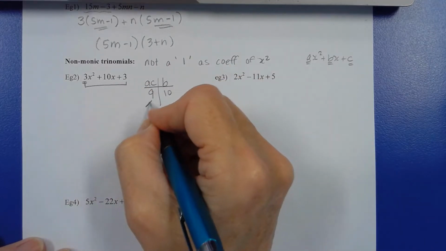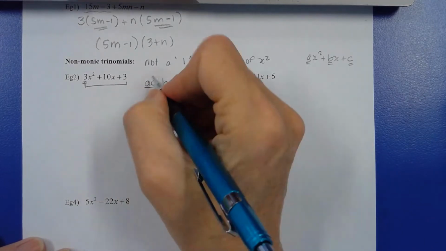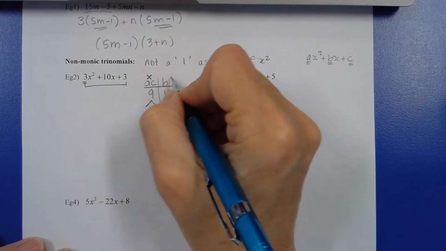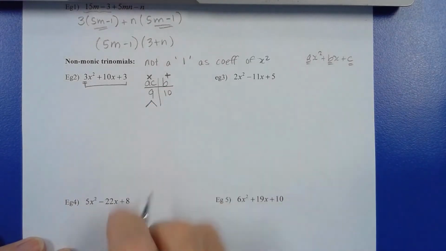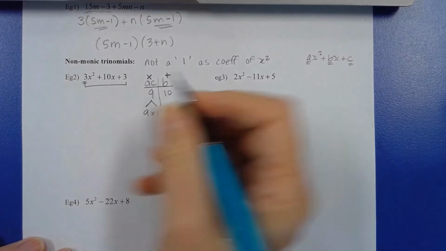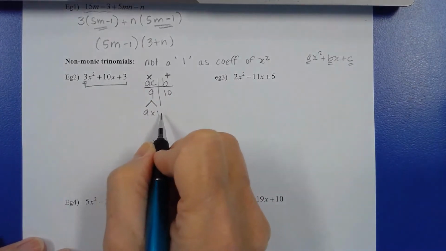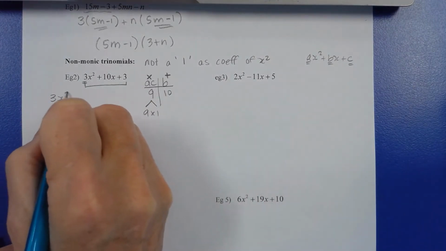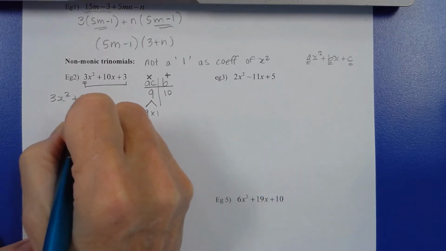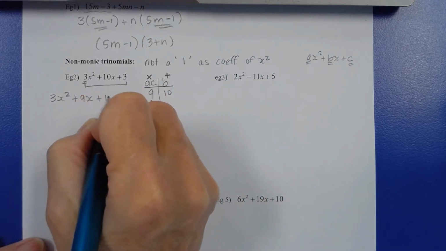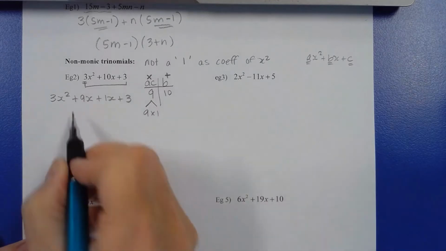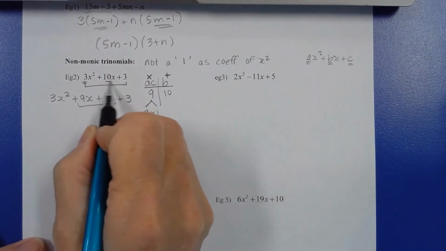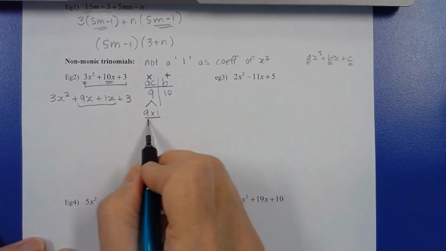And I have to get two numbers that multiply to 9, so this is the times 1, and add to 10. Well, that's 9 and 1. So I can split the middle term now. I can write this as 3x squared plus 9x plus 1x plus 3. So all I did was rewrite 10x as that. That's what that allowed me to do.